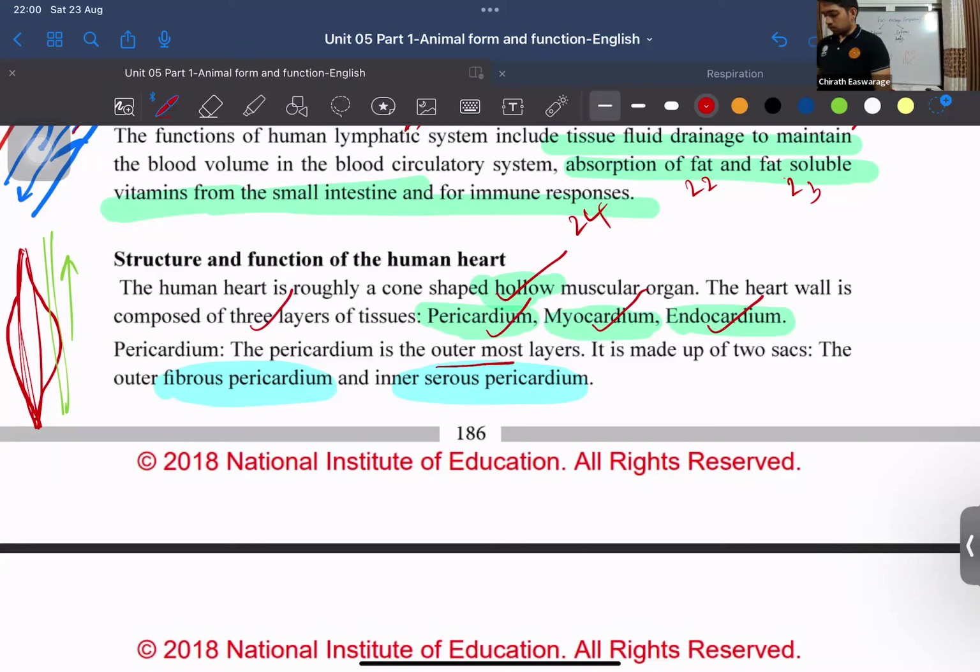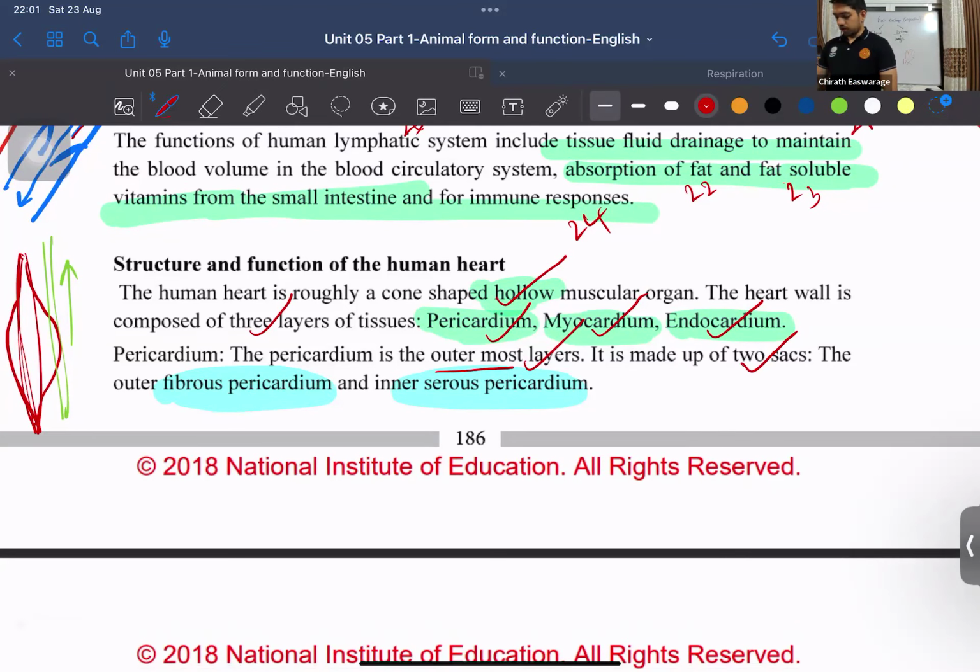Then pericardium is the outermost layer, 1 mark. It has 2 sacs, 1 mark. The fibrous pericardium, serous pericardium. They have explained these. I have explained this. All right. There's an outer fibrous one. That is the fibrous pericardium.